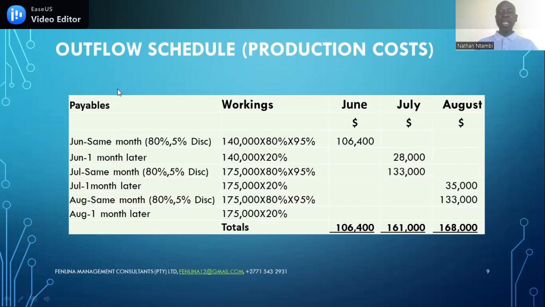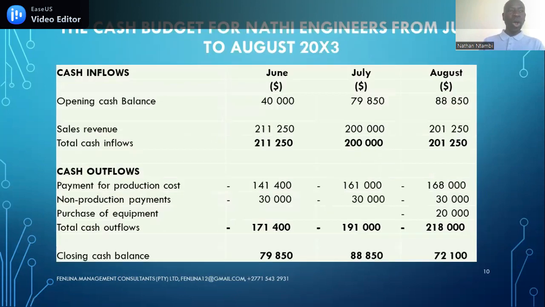So the totals are going to be 106,400 US dollars, 161,000 US dollars, and 168,000 US dollars. Those are the payables for June, July, and August. But we must not forget that there's an amount for the opening stock, which is supposed to be paid in June. So we go into our cash inflows.